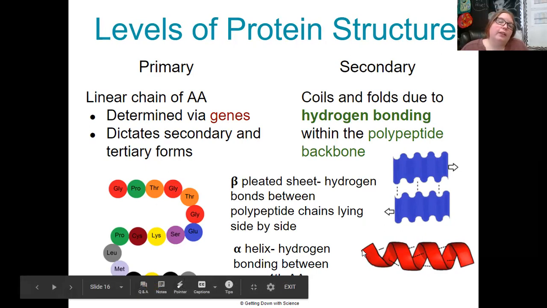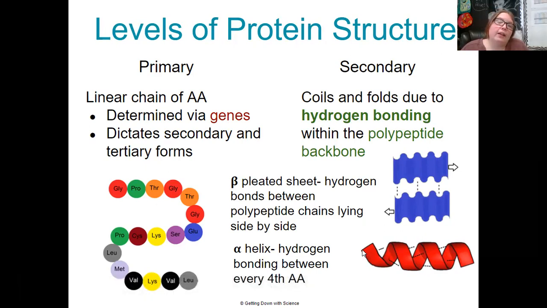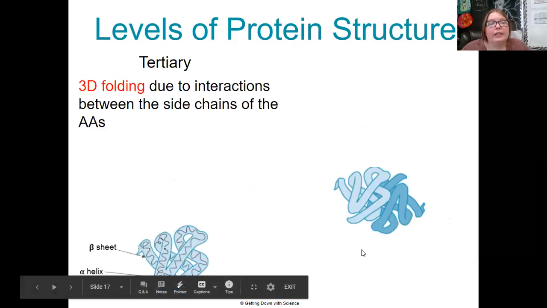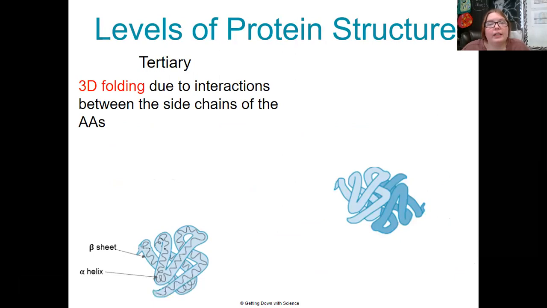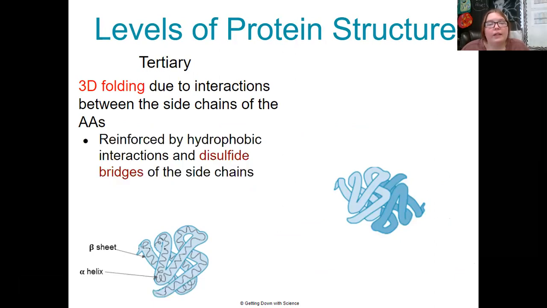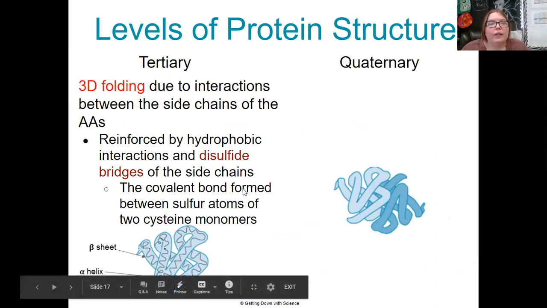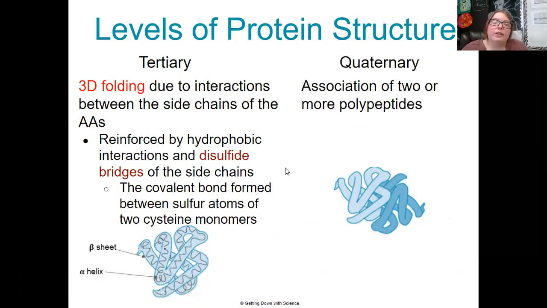So when I was showing you my lanyard, would that have been a pleated sheet or an alpha helix? It would be an alpha helix, right? Because it coiled around. So tertiary is 3D folding due to interactions between the side chains of the amino acids. Okay, so the covalent bonds form between the, all right. So this is when my lanyard knotted up. And then quaternary is when there's more than one polypeptide, how they nest together. And only some proteins do this. Ribosomes definitely do this. Hemoglobin does this.